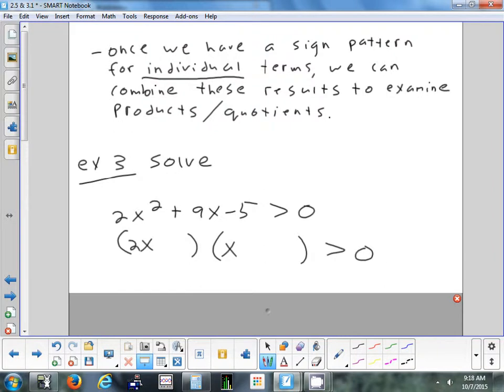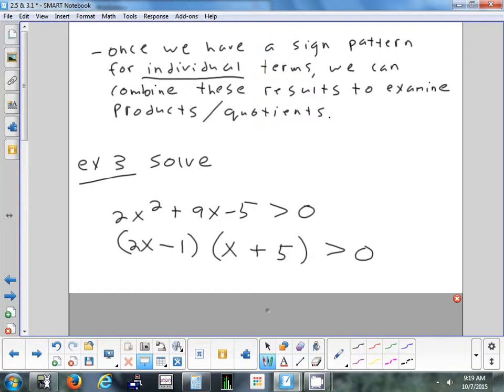I've got a positive middle, a negative constant. So what does that mean my signs have to be? Yep, I'm going to have plus and minus. It does matter which one we put where. So let's just try plus minus. And I need two numbers that multiply to give me 5. 1 and 5. And it does matter which one goes where.